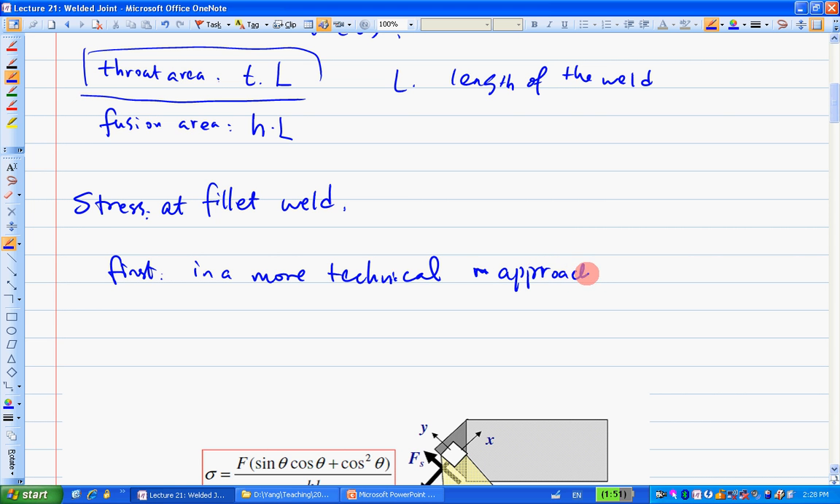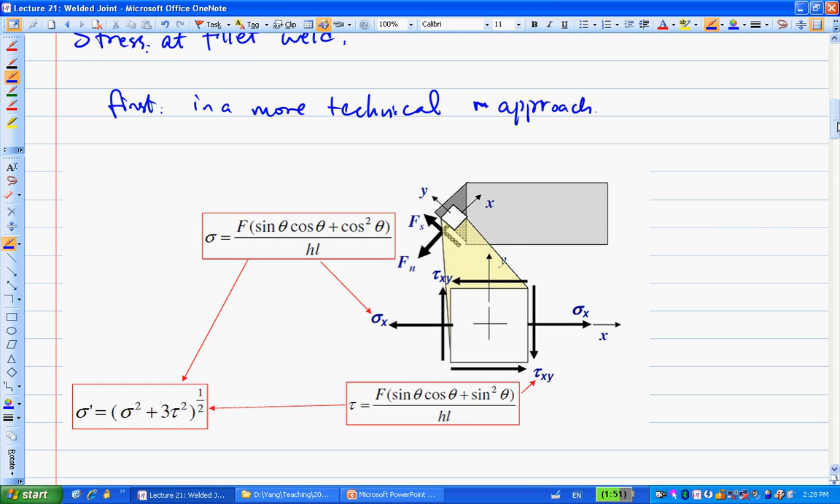This is a more technical approach, but you shouldn't worry too much. Actually, we're not going to use this approach, it's just an illustration. Let's say I have this kind of structure here. We have three plates, and then we weld them together, like this. The question here is, what will be the stress at this weld, at the fillet welds here?